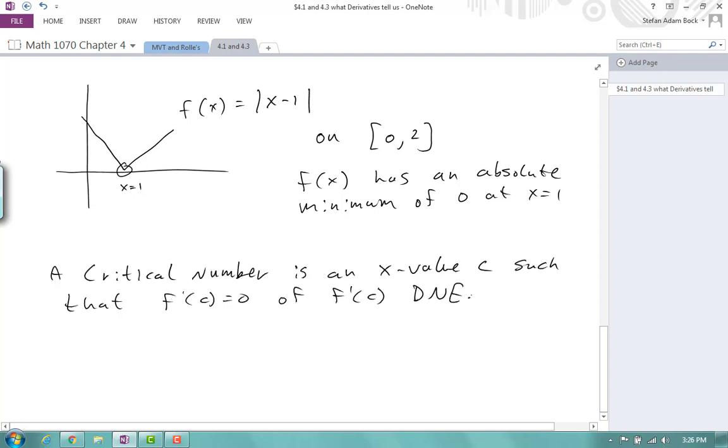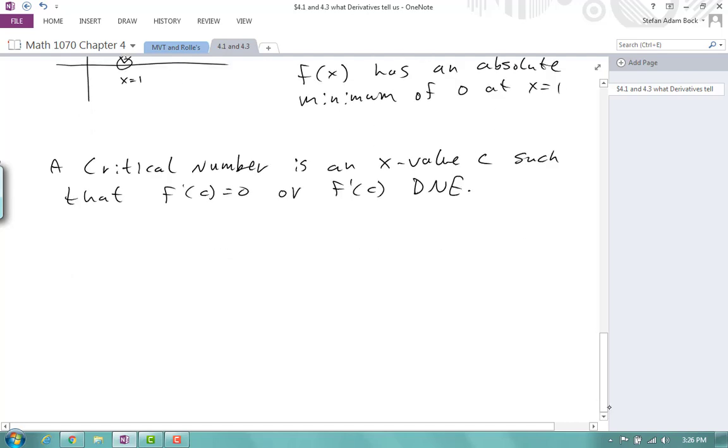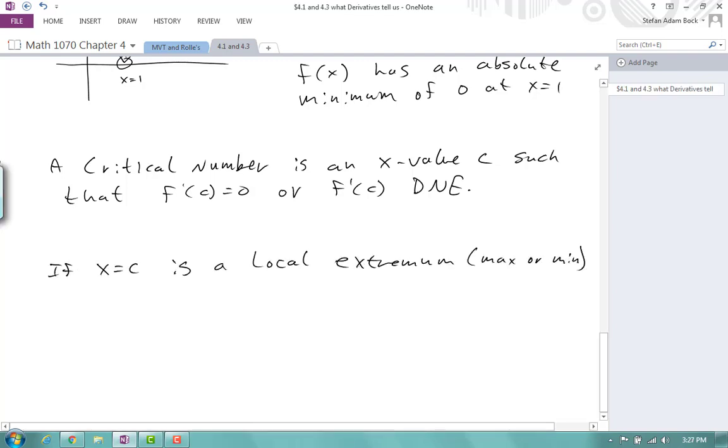So we'll define critical numbers. A critical number is an x value c such that f prime of c is equal to 0, or f prime of c does not exist. And we have the following modification of Fermat's theorem. It says that if x equals c is a local extremum, that is, it's a maximum or a minimum, then x equals c must be a critical number.